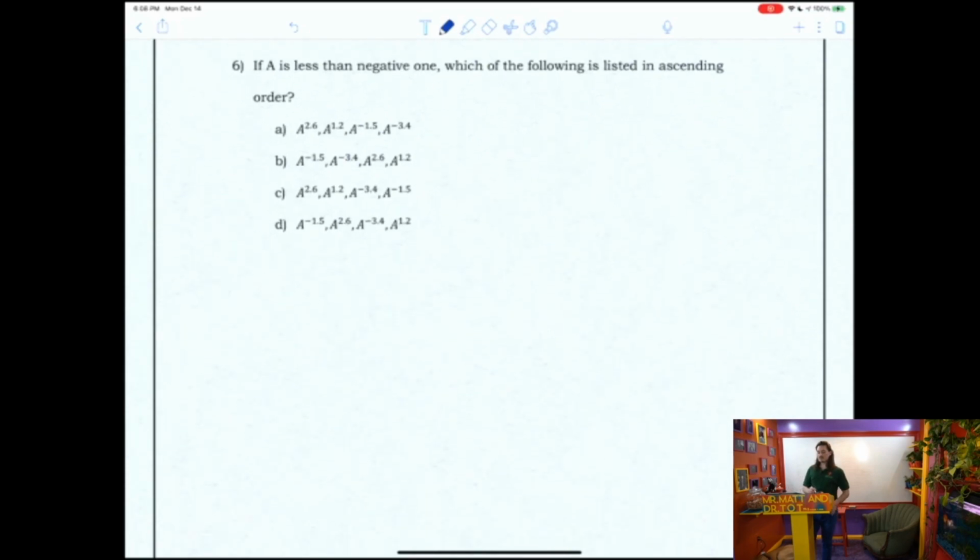Last problem, number 6, asks: if a is less than negative 1, which of the following is listed in ascending order? We have a to the 2.6 power, a to the 1.2 power, a to the negative 1.5 power, and a to the negative 3.4 power. So take a few moments and solve that problem, please.